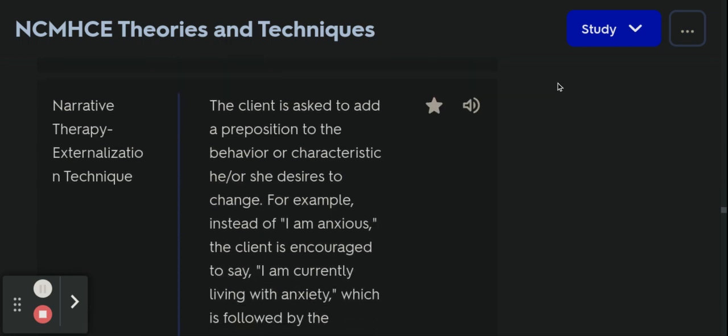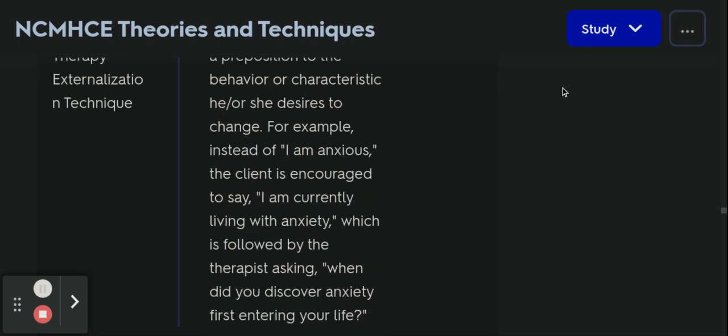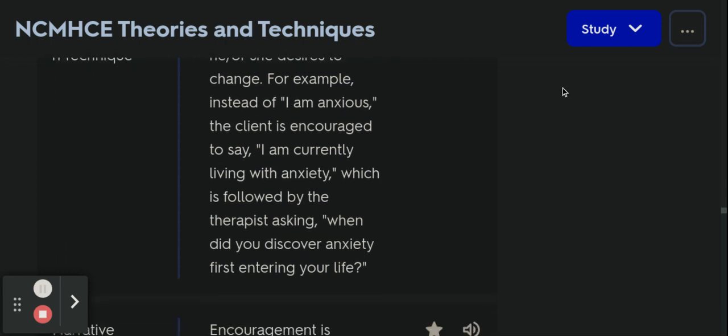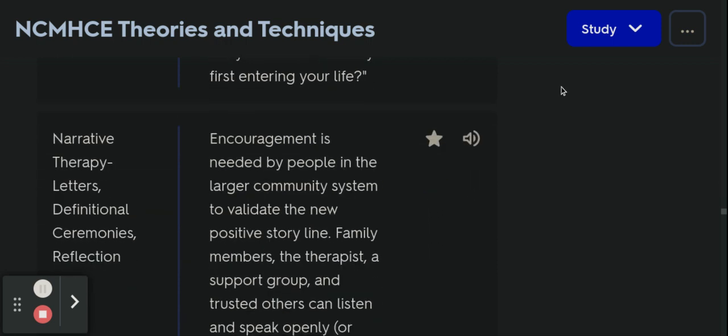Narrative therapy externalization technique. The client is asked to add a preposition to the behavior or characteristic he or she desires to change. For example, instead of "I am anxious," the client is encouraged to say, "I am currently living with anxiety," which is followed by the therapist asking, "When did you discover anxiety first entering your life?"